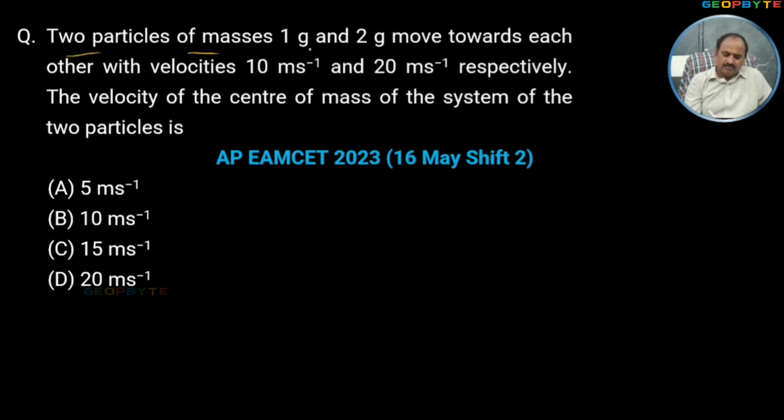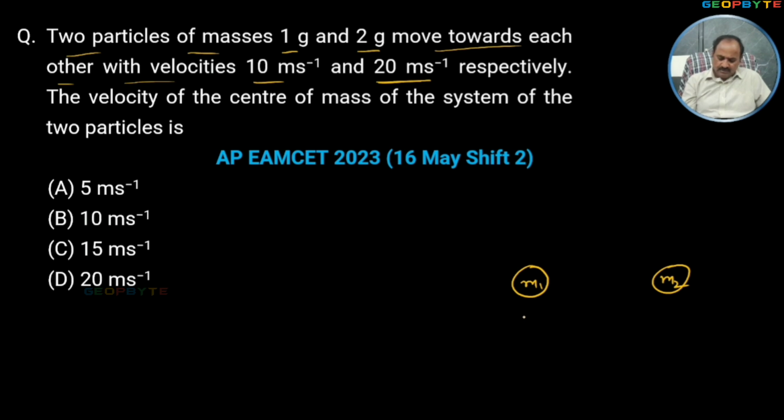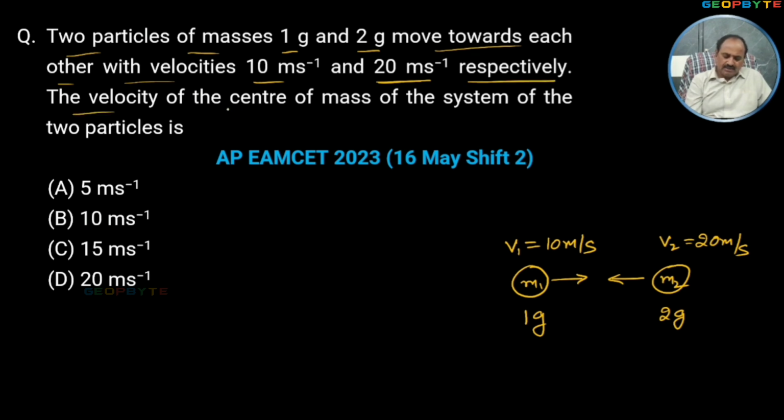Another important problem is asking like this. Two particles of masses 1 gram and 2 grams move towards each other with velocities of 10 meter per second and 20 meter per second. This is m1, this is m2. Here m1 is 1 gram, m2 is 2 grams. They are moving towards each other, which means both are moving in opposite directions with velocities 10 meter per second and 20 meter per second. v1 and v2 are opposite, respectively. The velocity of the center of mass of the system of the two particles.